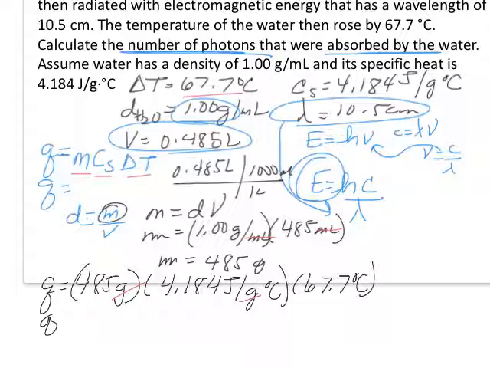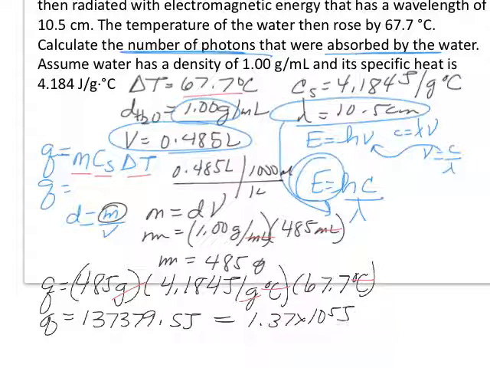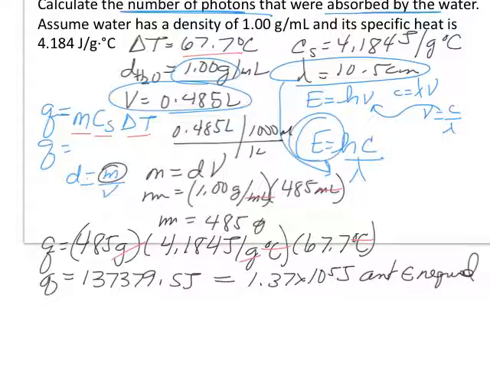The units cancel out here to give you joules, and that becomes 137379.5 joules, which we usually like to use in kilojoules. Do we do kilojoules? Maybe not. Let's just put that in scientific notation: 1.37 times 10 to the 5th joules. And this is the amount of energy required to heat the water.